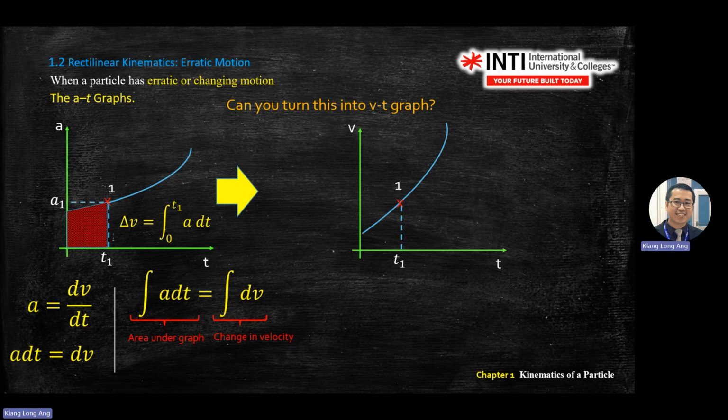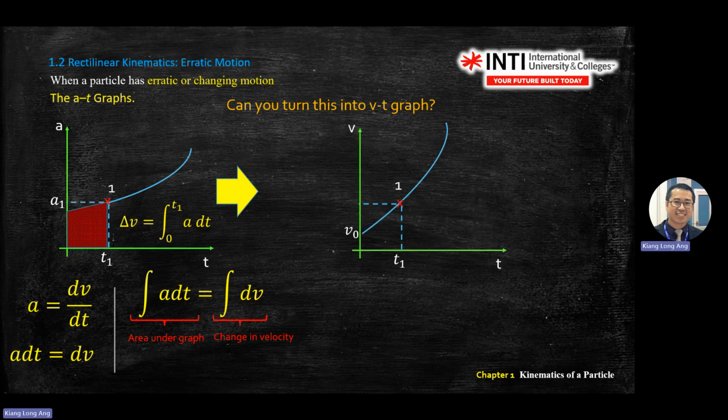This is still T1, but the value for V is from your integration answer here. Make sense? Okay. And try not to forget, in the VT graph, the point that intersects with the y-axis is your initial velocity. That means your time is 0 here. Time 0 means the starting point.